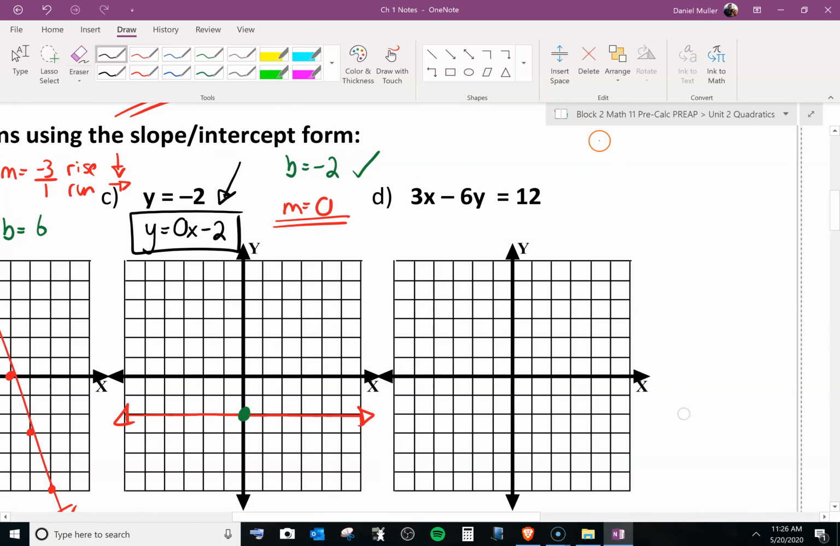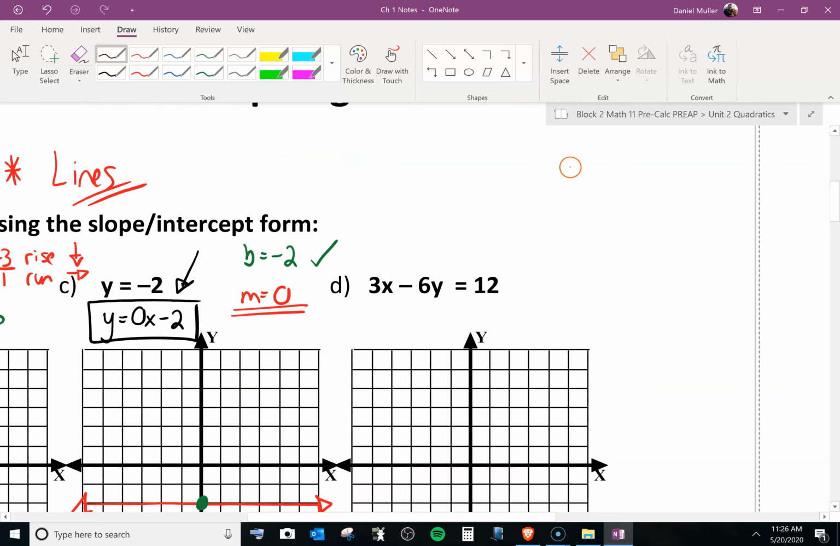Now, this one, 3x, I'm going to give myself some more room here. 3x minus 6y equals 12. Now, this would be nice if y was alone. If you notice in all the other three equations, it's y equals. We don't have that here. So 3x is a term. We're going to take this term and we're going to subtract it over to the other side.